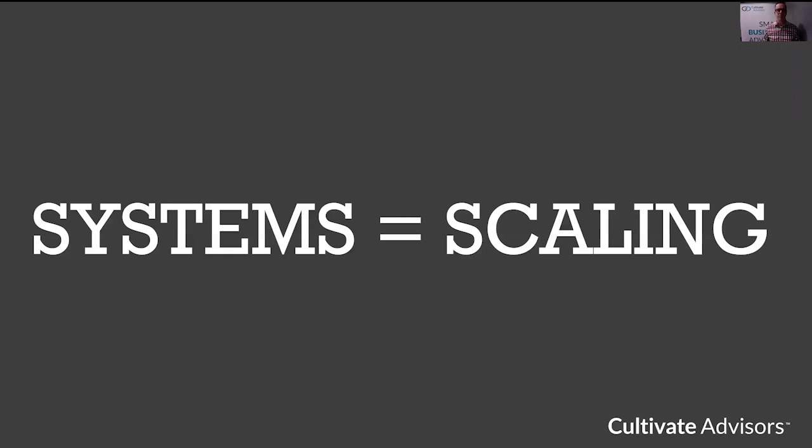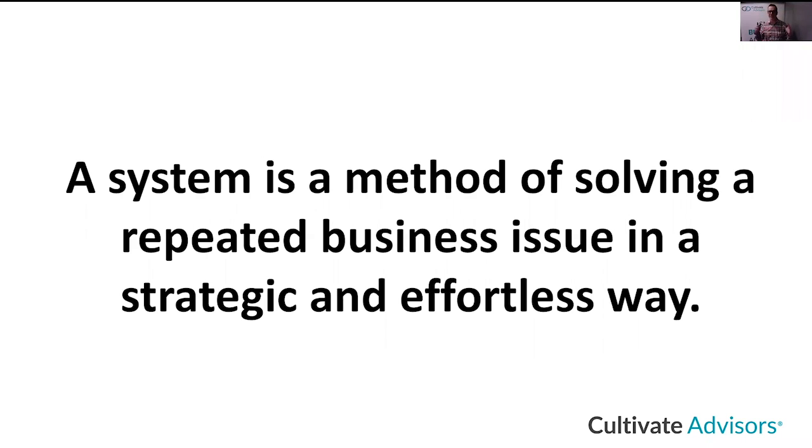So let's jump in. We're going to talk about why systems equal scaling. What is it about systems that help do this? And I've got a simple way that I look at this. A system is the method of solving a repeated business issue in a strategic and effortless way. The two words I want to focus on the most here are repeated and effortless.